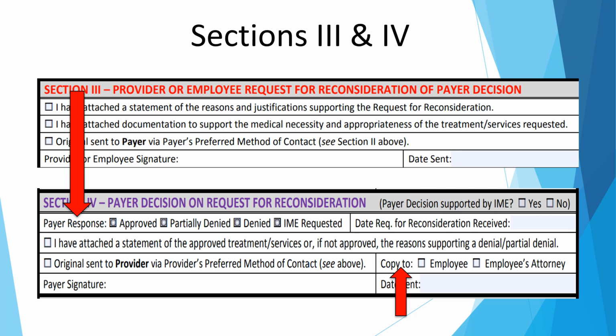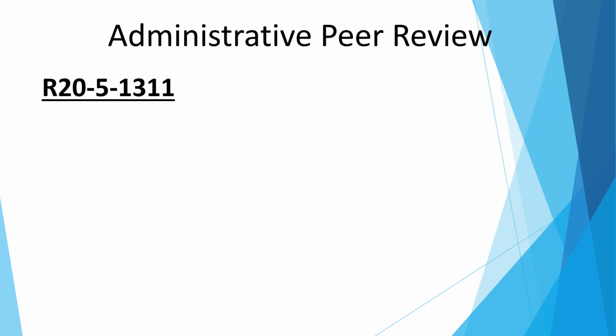If you utilize an IME at any point in the pre-authorization process, it's done. The only way that it can be disputed is through a 1061J process, and I'll talk about that in a little bit. So if you utilize an IME, it's done. If you approve a Section 3 request, it's done. However, we're going to talk about what can happen if you partially deny or deny that Section 3 reconsideration request.